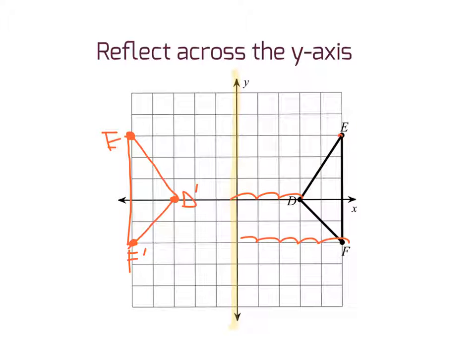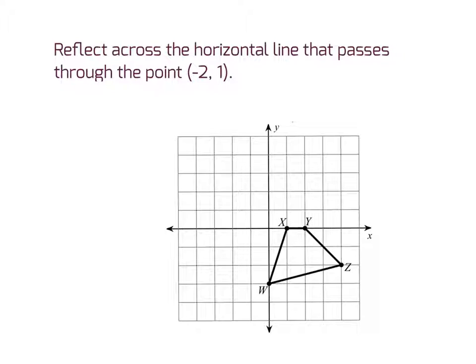Now let's look at another type of line of reflection. All right, here's our last example. It says, reflect across the horizontal line that passes through the point (-2, 1). This question has an extra hurdle to it because we're not using just an axis. We actually have to go draw our line. So first, let's find that point, (-2, 1). That would be back 2, up 1. That point's going to be right here.